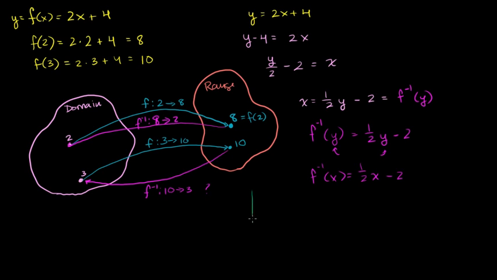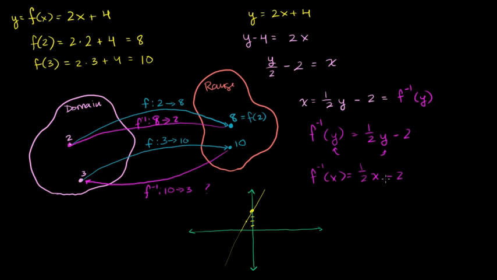So if I were to graph these, let me draw a little coordinate axis right there. This first function, 2x plus 4, its y-intercept is going to be 1, 2, 3, 4, just like that. And then its slope will look like this. It has a slope of 2. So the graph will look something like that. That's what that function looks like.